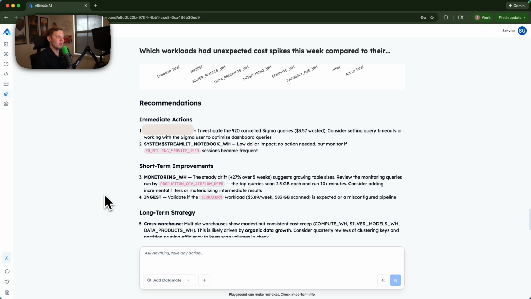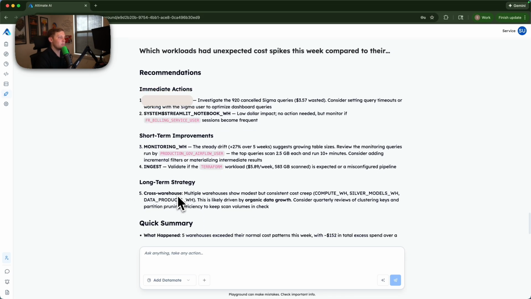Short-term improvement on the monitoring warehouse is to review the monitoring queries run by that user. The top queries scan 2.5 gigabytes each and run 10 plus minutes. Consider adding incremental filters or materializing intermediate results. So that's a step that you can take to lower the cost of that monitoring warehouse. Same thing for the ingest as well.